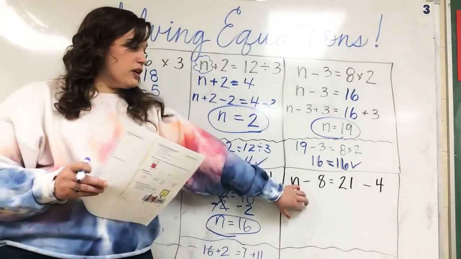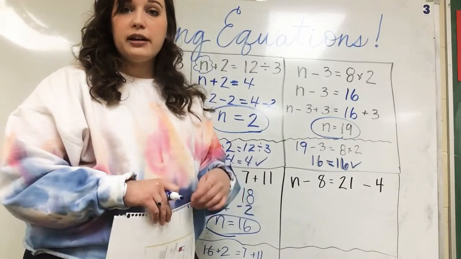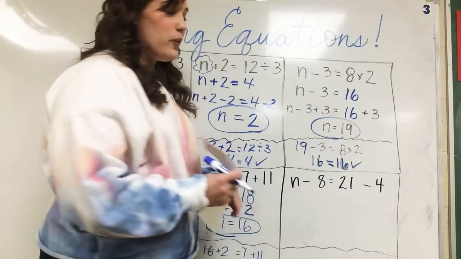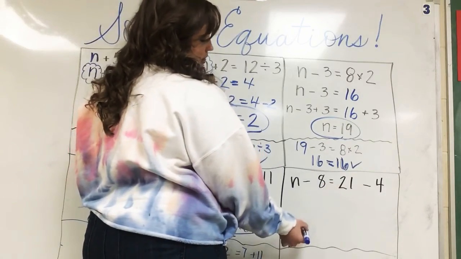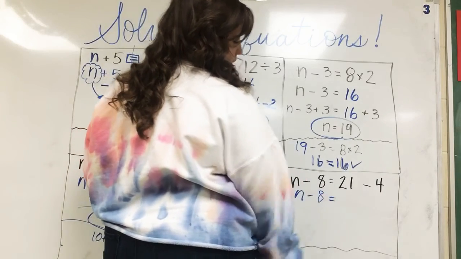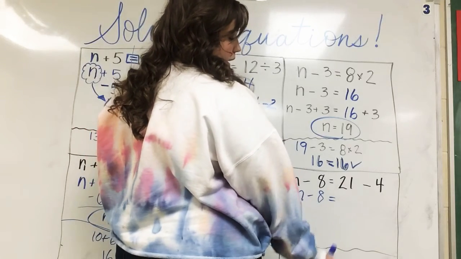Okay, moving over here. Letter C. n minus 8 equals 21 minus 4. Do you remember what we're going to do first? We need to solve for the side that we can solve. So we can't do the n yet. n is still an unknown number. So we're going to copy it down to that point. 21 minus 4 is what?